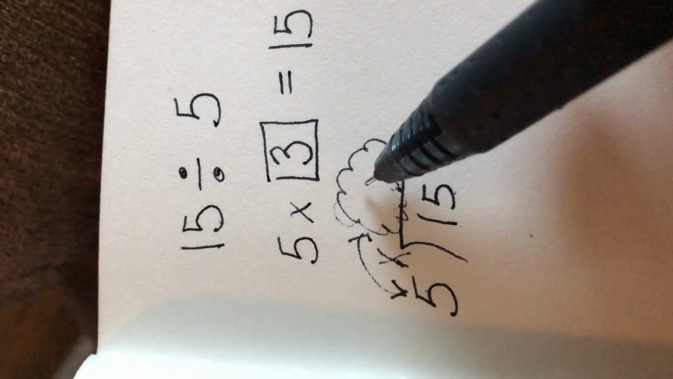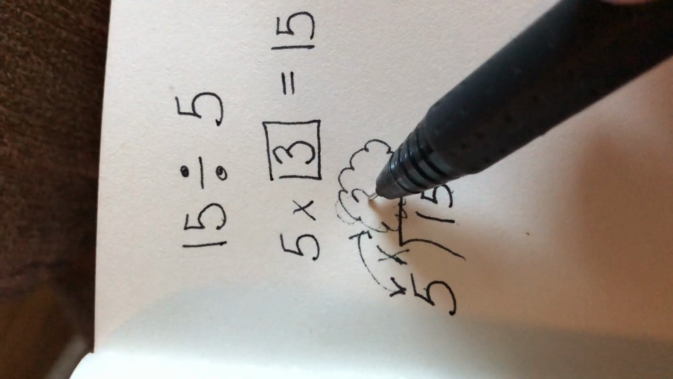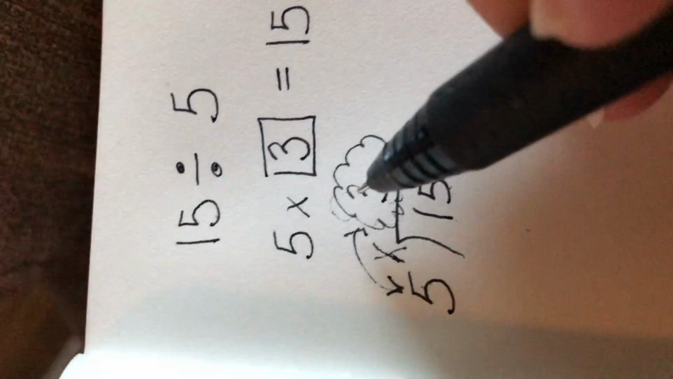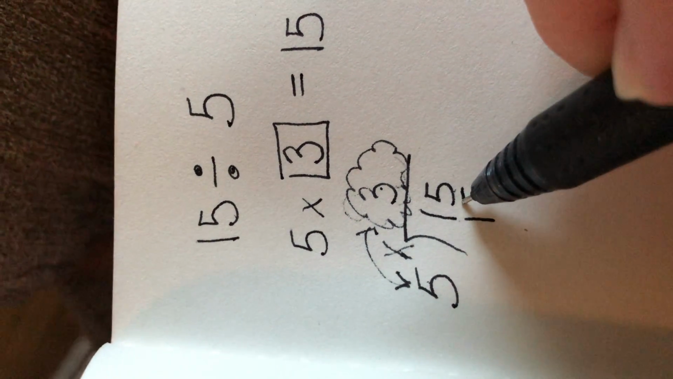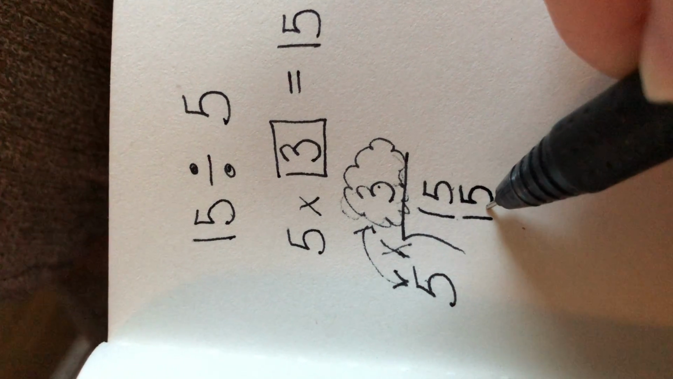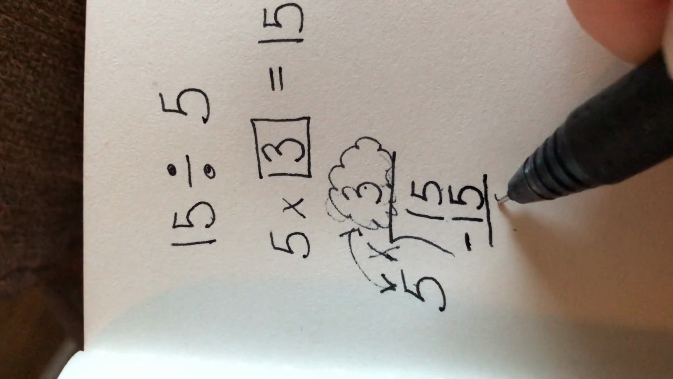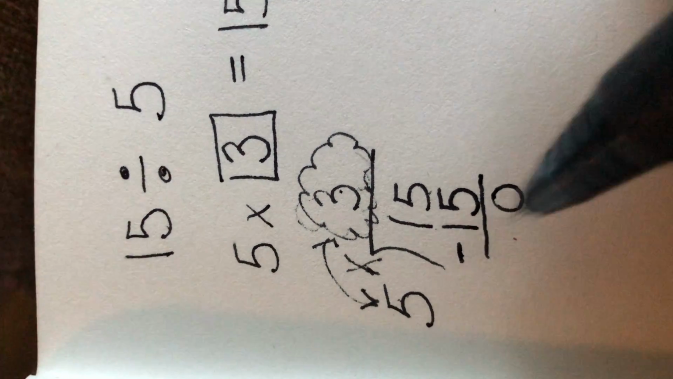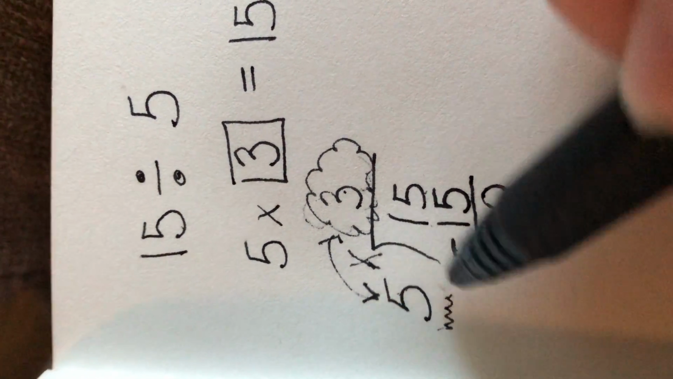So 5 times something will give me 15. And we go, oh, 3. 5 times 3. And we would check it. We'd say 3 times 5 is 15. And we'll write that right underneath the 15 that we started with. And we'd say, oh, yeah, look at that. And if we subtract it, we have, in this case, nothing left over. If we had something left over, we would want it to be smaller than the 5 that we started with.